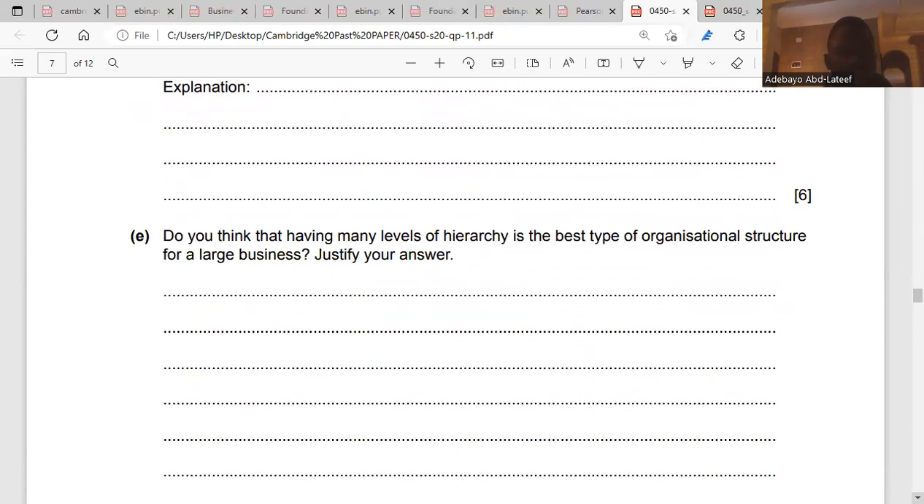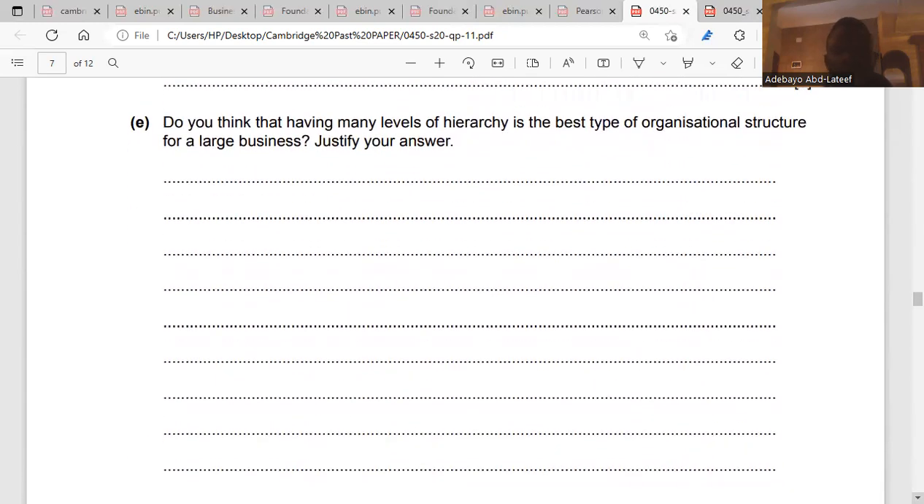Then we go to E, right? Do you think that having many levels of hierarchy is the best type of organizational structure for large businesses? When you have many levels of hierarchy, that means you have a very long hierarchy. That means decision taking drags over time. Before you take a decision, all the managers have to accept, all the directors have to accept, and it drags decision taking. So decision taking is slow, which could cause communication problems.